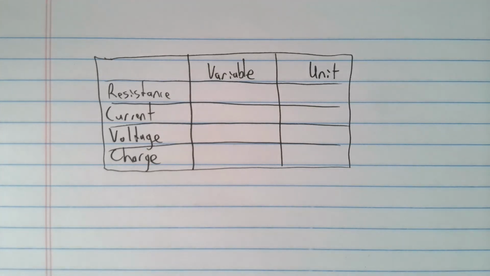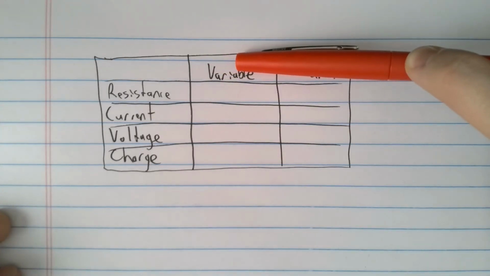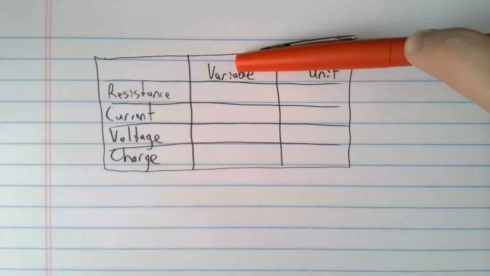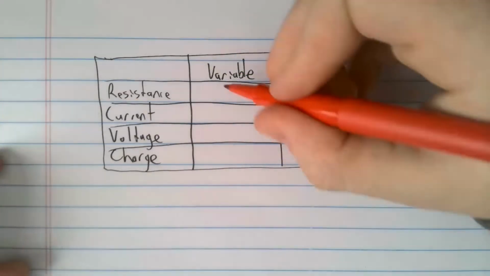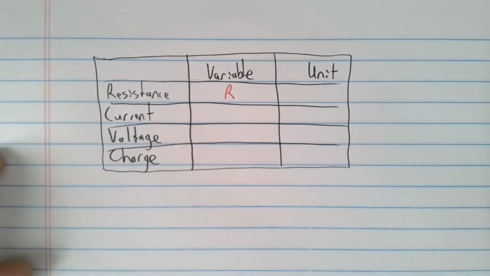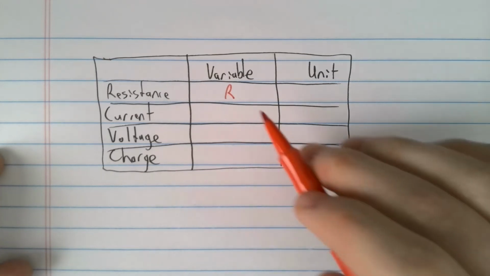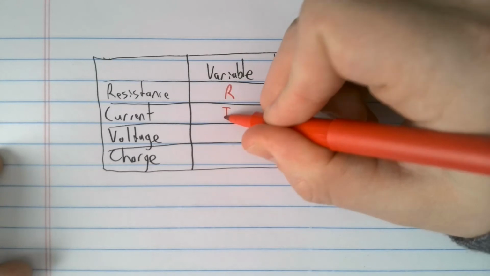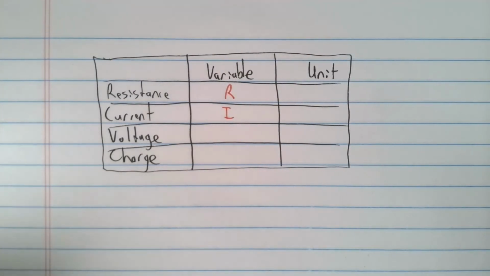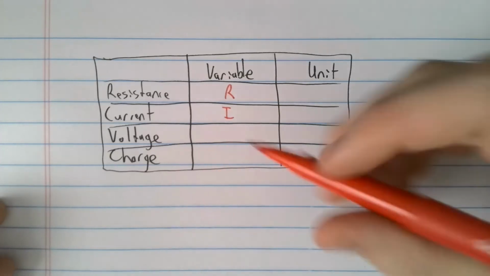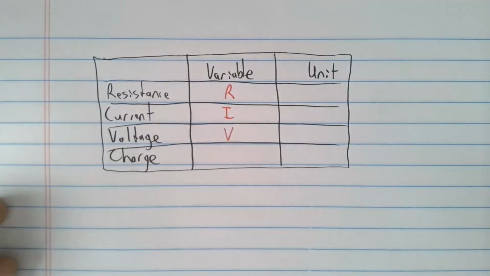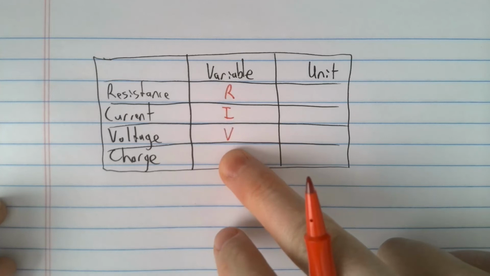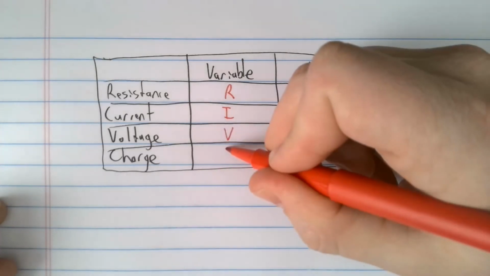So by looking at this, you should know variable. Okay, if I'm looking at an equation, what's the letter that I use for resistance? It's R. If I'm looking at an equation, what's the letter I use for current? Capital I, as seen in V equals IR. What's the variable I use for voltage? It's V. What's the variable I use for charge? It's Q.